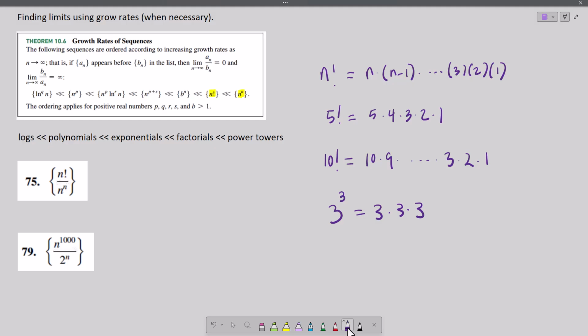So what this table is telling us is that if you can't use L'Hopital's rule, if you have functions that you can't differentiate, then we're going to use the growth chart as kind of a cop-out and not do the math. We're just going to say, oh well, we know from this growth chart, it can be shown that the power tower grows the fastest of all these functions. And so I'll talk about what that means in a moment.